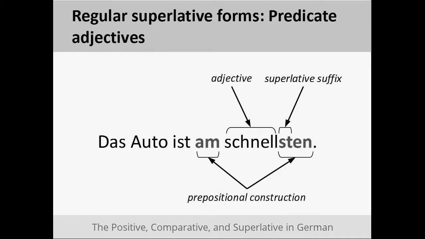The superlative can be used as a predicate adjective. However, you will need to use a special prepositional construction to do so. As you see on the screen, this prepositional construction consists of the contraction am before the adjective and the ending -sten after the adjective. You will also note that the superlative suffix -st is contained in this ending. The am -sten prepositional construction is analogous to the English expression "the most."